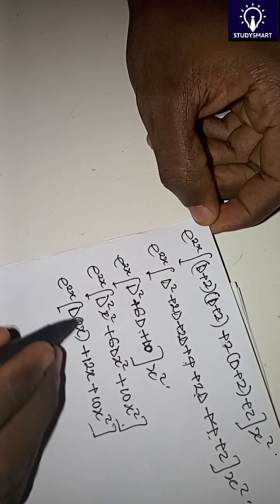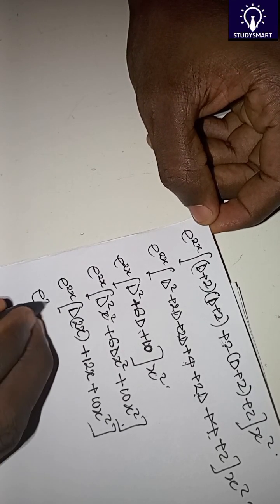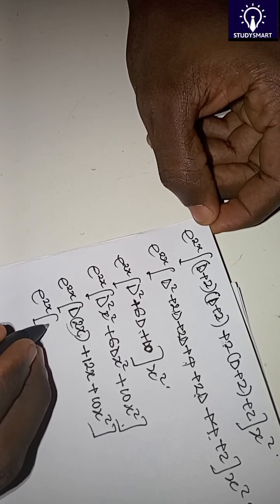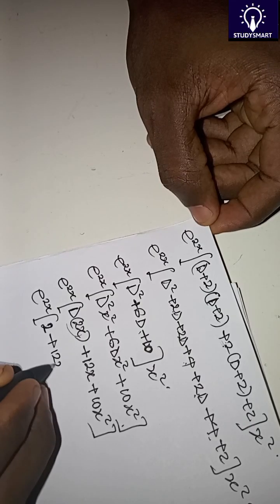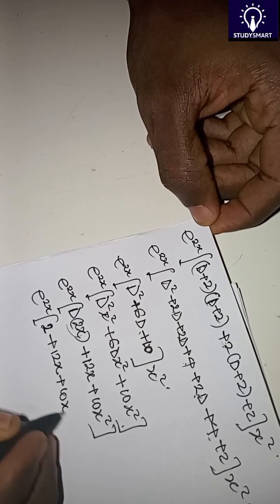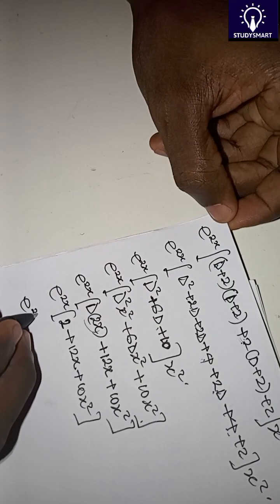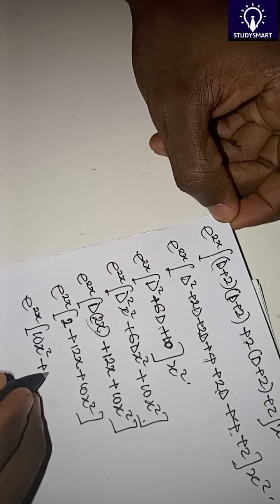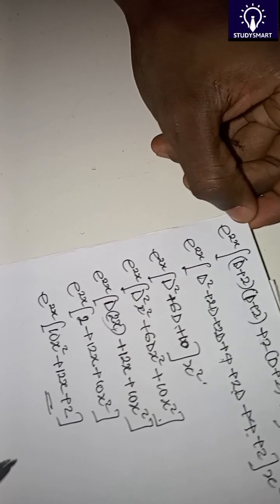Right, so from this point I still have a D, so I'm still going to differentiate. I have exponential 2x into, if I differentiate this, I will have 2. So this becomes 2, plus 12x plus 10x squared. So I can rearrange this to become exponential to power 2x into 10x squared plus 12x plus 2. So this becomes the answer.